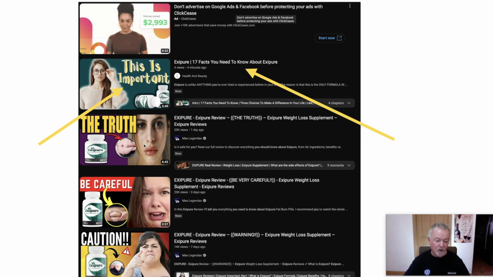You can see down that this fellow here, he's got great views. I don't know what his sales are like, but he's got great views. Here he says the truth. Then in the actual keyword, he has truth, or be careful here. It says be careful here, caution, warning. This gal does it good, where you can see here on this paid ad, she's got $29.93, which creates curiosity. Then the next is, do not advertise on Google Ads and Facebook before protecting your ads with ClickEase. So she's got 2 different messages to give that sense of curiosity for the tip. So that's my pointer: create 1 curiosity with your thumbnail, 1 curiosity with your keyword.